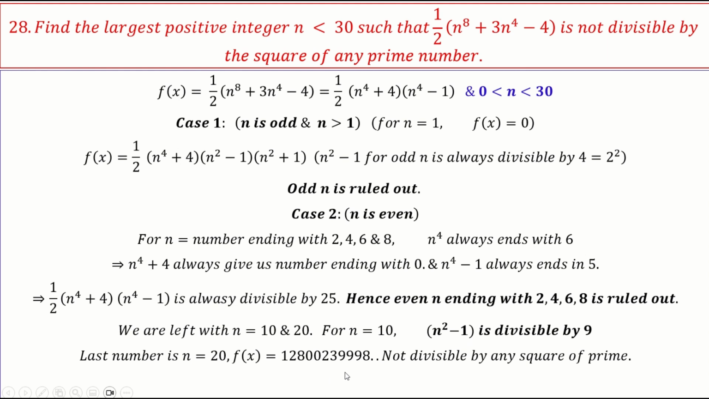20 is the answer basically. This is the only number left. You have no other number left actually between 0 to 30. So n equal to 20 is the answer.